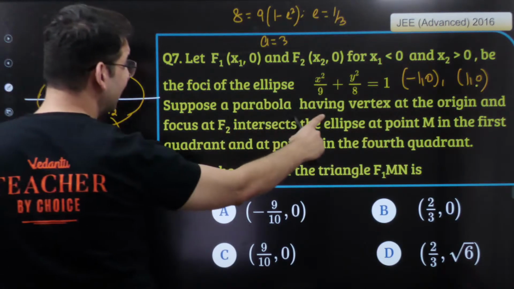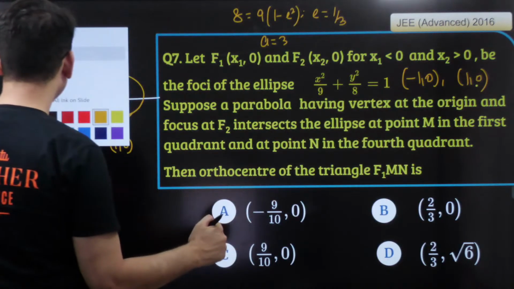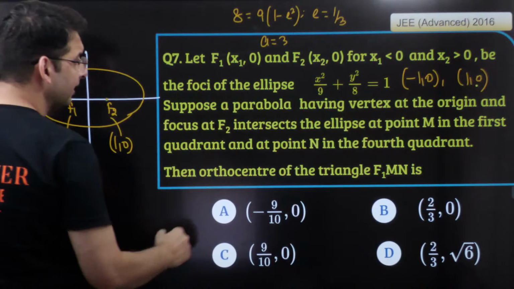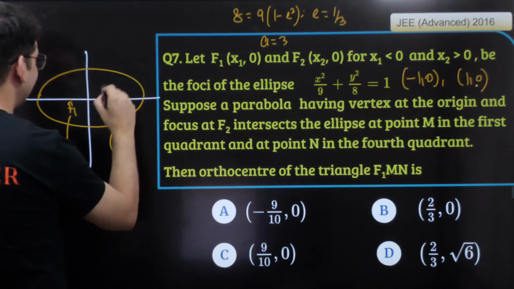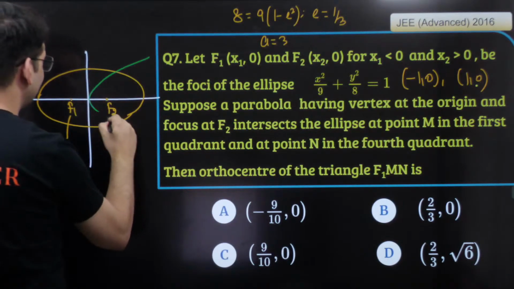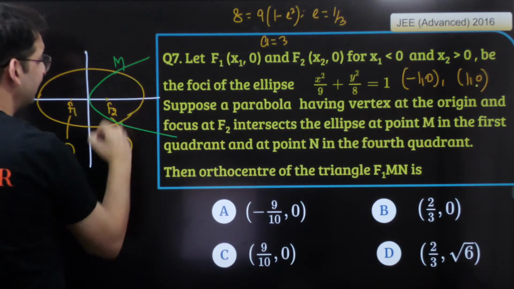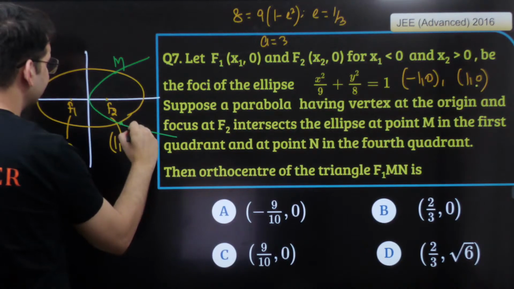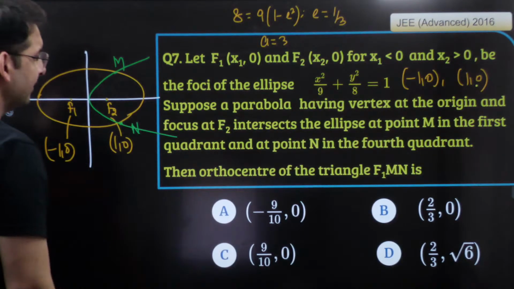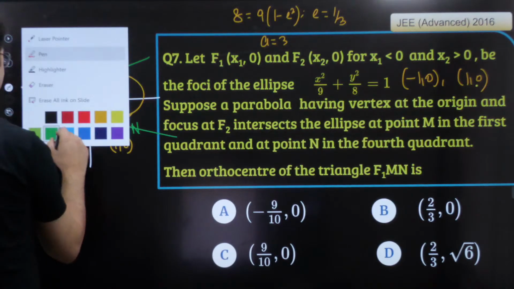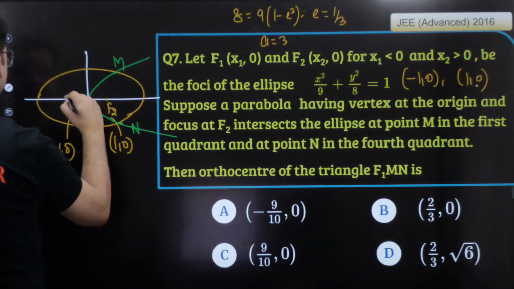Suppose there is a parabola having a vertex at origin and focus at F2, which intersects the ellipse at points M and N. So this is going to be the parabola. M is in the first quadrant, N in the fourth quadrant. Okay. Then it is asking the orthocenter of this triangle is going to be what?